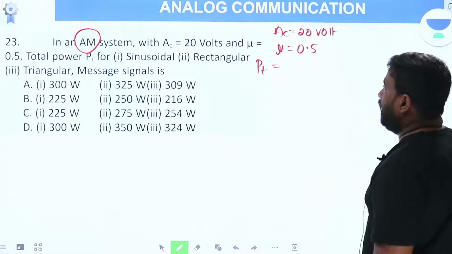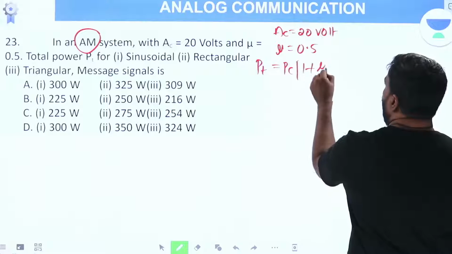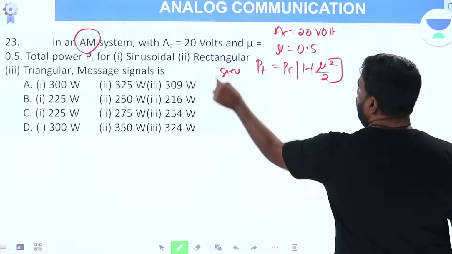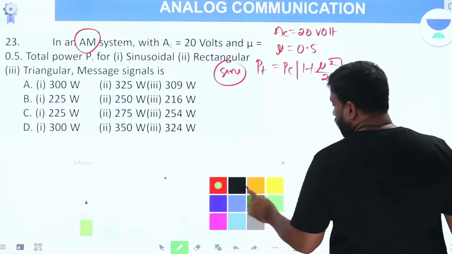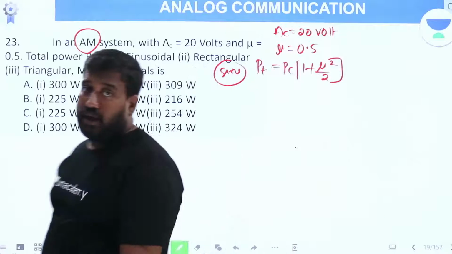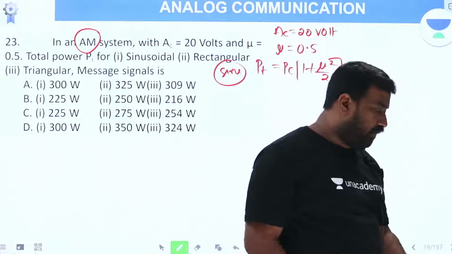So Pt is equal to Pc into 1 plus mu square by 2. This is for sinusoidal input. Calculate. Pause the video and calculate. When you play back, you'll find the answer.